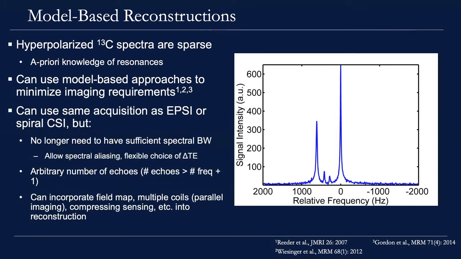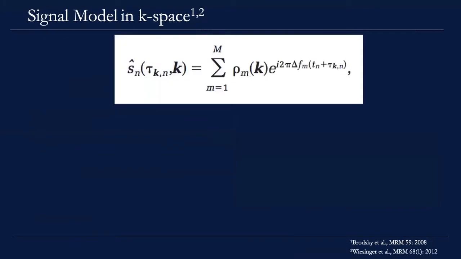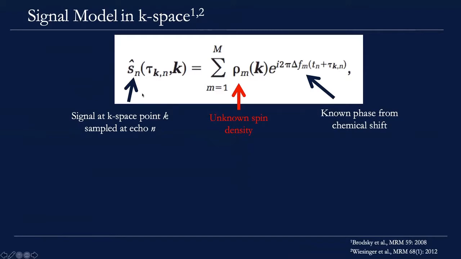It's the same acquisition, but it requires fewer echoes with carefully chosen echo spacings to be able to unfold the data. The benefit here is that with fewer echoes, your scan time is shorter, and you can then use that time savings for increased coverage or increased temporal resolution. The idea, very briefly, is your signal is essentially a sum of the spin densities from your underlying metabolites, and then a known chemical shift based on the delta F between on resonance and the frequency of interest.